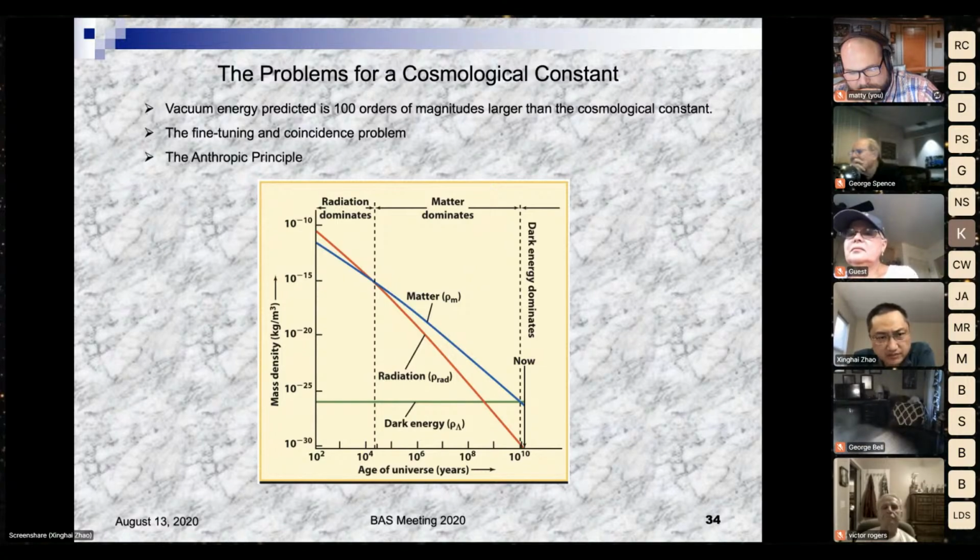And then another problem: look at the figure on the bottom. This shows the age of the universe and the evolution of different forms of energy: matter density, radiation density, and dark energy. It turns out that at the current moment, we have a comparable matter density and dark energy density. Why is that? Previously, at the beginning of the universe, the dark energy density is almost nothing compared to the matter density and the radiation density.